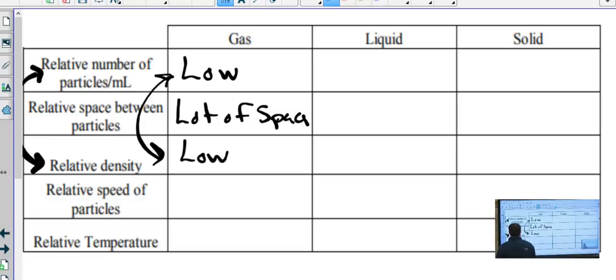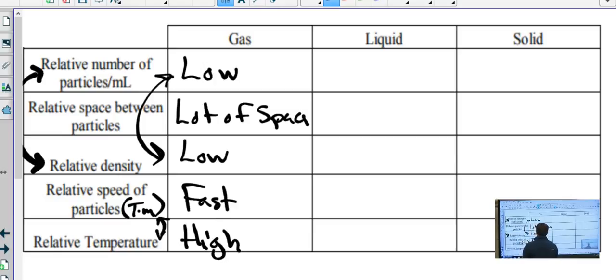The speed of the particles is the same as their temperature, which is also right down here. You might think, why is he being so redundant? It's because I want to make sure you know that these things do mean the same thing. So the relative speed of a particle in a gas is fast. And fast, as far as temperature is concerned, means high temperature.